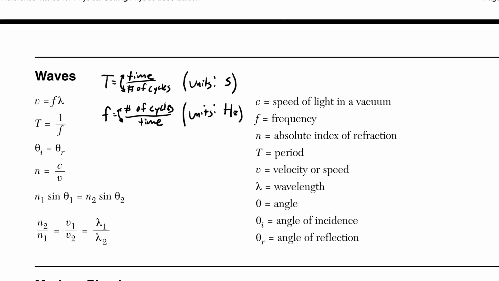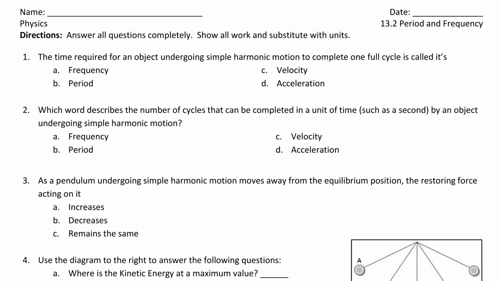Let's go back to the homework. The homework will talk about simple harmonic motion first, and then we'll get into some more period and frequency things, which would lead us into tomorrow's topic of wave speed, because you need to know the frequency and the wave stuff, and then we'll do the wave speed. So number 1, the time required for an object undergoing simple harmonic motion to complete one full cycle is called its what? The time it takes for one cycle is the period.